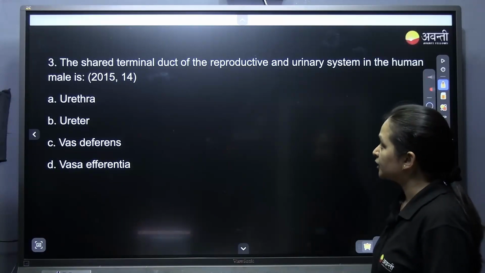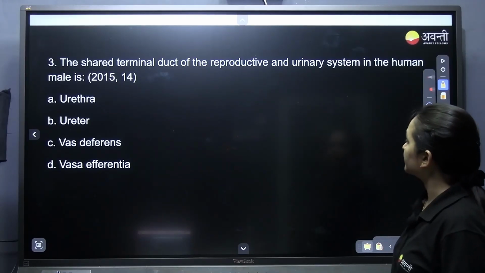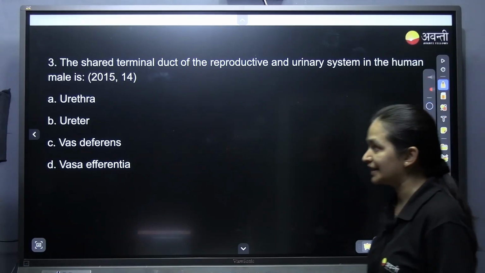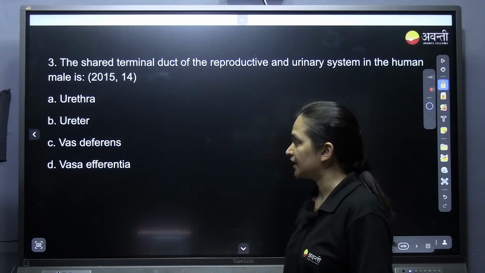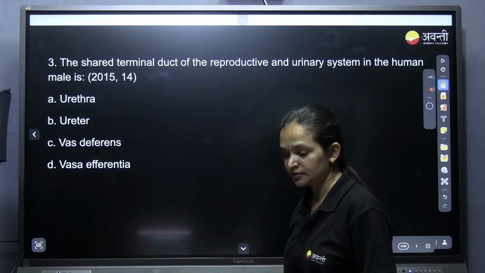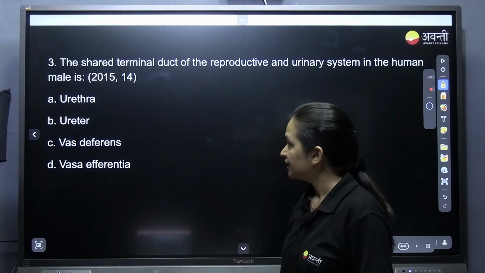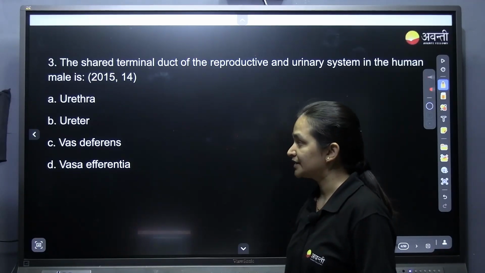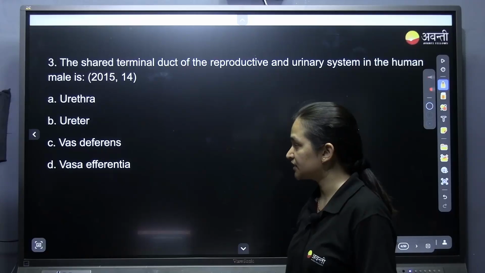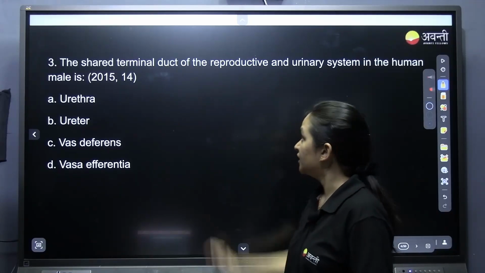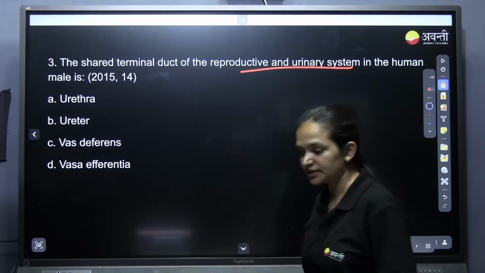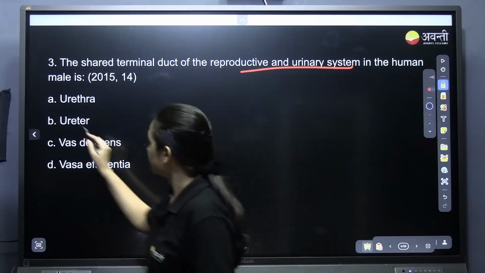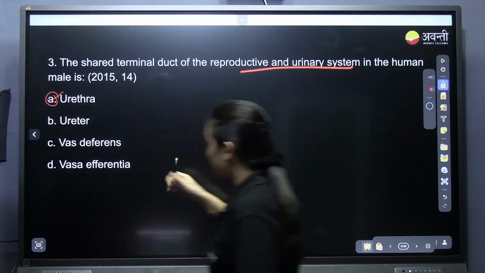The shared terminal duct of the reproductive and urinary system in human male is, tell me. Is it urethra? Is it ureter? Is it vas deferens? Is it vasa efferentia? The shared terminal duct for reproductive and urinary system. Very good. Yes, urethra.